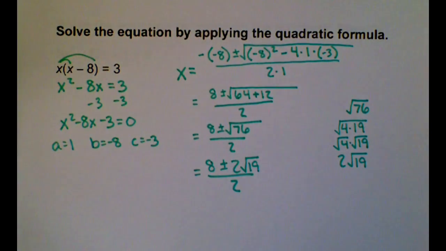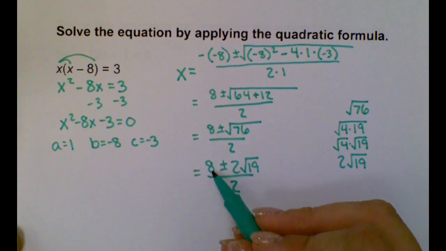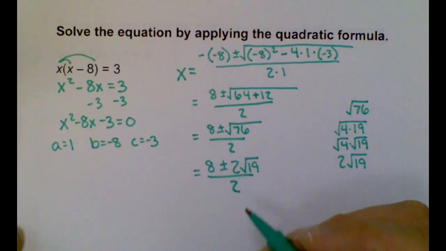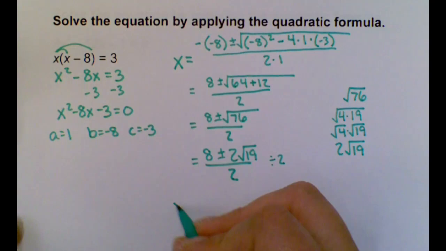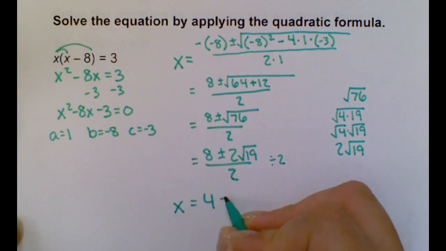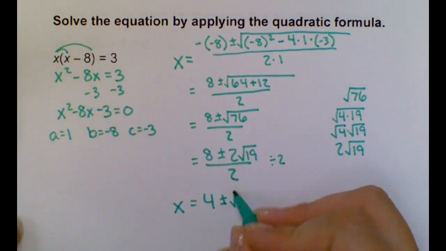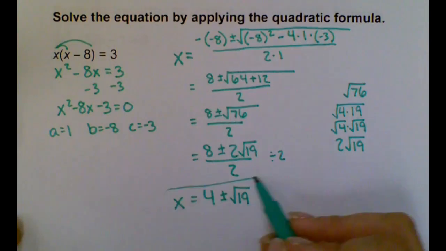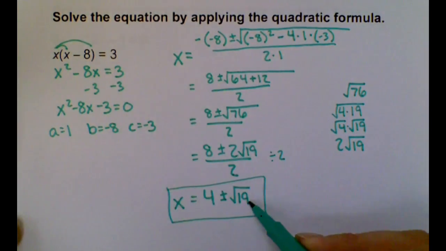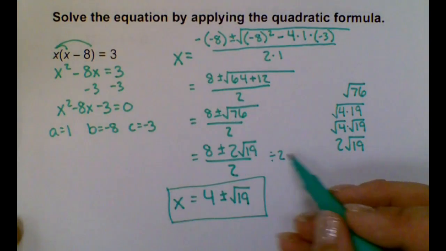Now we can do some division. Since 8, 2, and 2 can all be divided by 2, divide all of them by 2. So our values of x are 4 plus or minus 1 square root 19 over 1. We don't need the over 1. There we go. Notice that the 19 was stuck in a square root. It was not divided by that number.